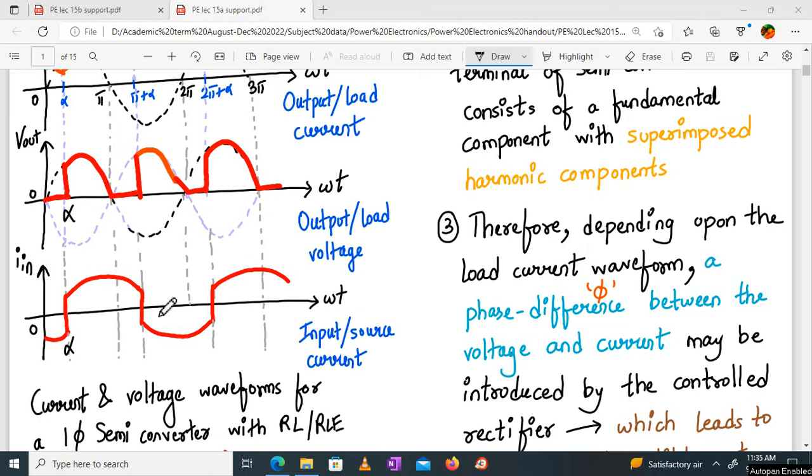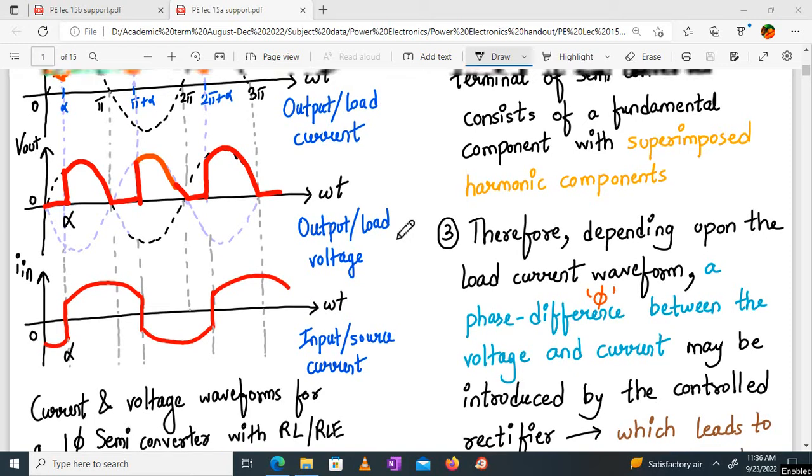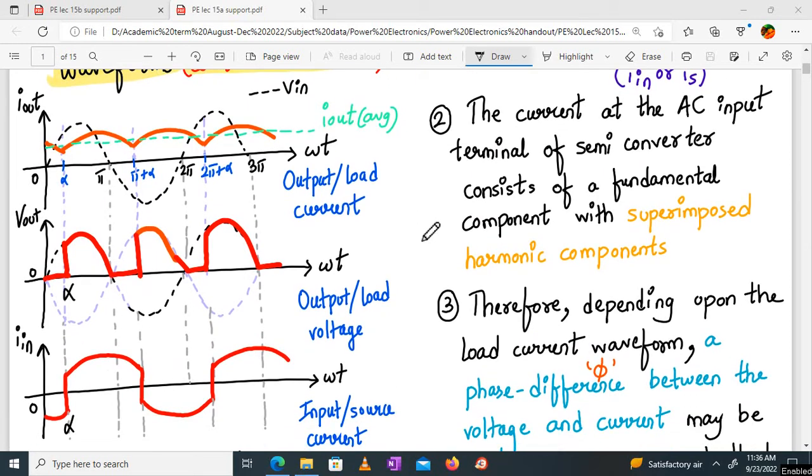So not a sinusoid means what? It contains harmonics, right? So we have to analyze these waveforms by applying Fourier series. You know what is a Fourier series, right? So we'll be analyzing it. What happens is the current at the AC input terminal of a semi-converter consists of a fundamental component superimposed with harmonics. So this is what happens actually.